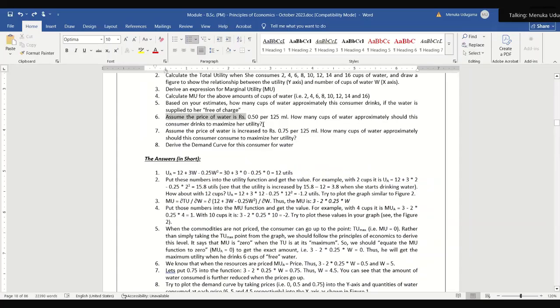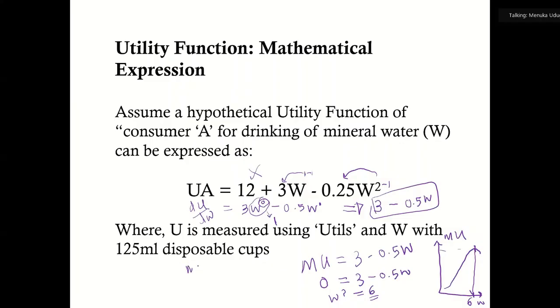Now the next question: assume the price of water is 0.5 per unit. Now, how many water glasses do you drink? How do you find that? Marginal utility equals price of water. Marginal utility being 3 minus 0.5 W equals the price of water, 0.5. Now can you solve for W?